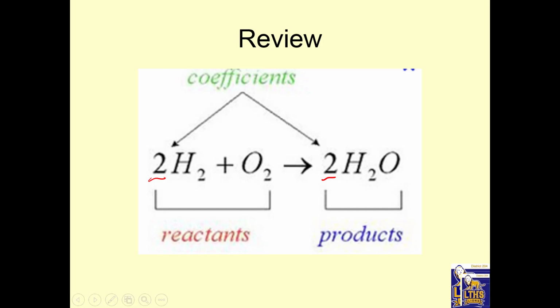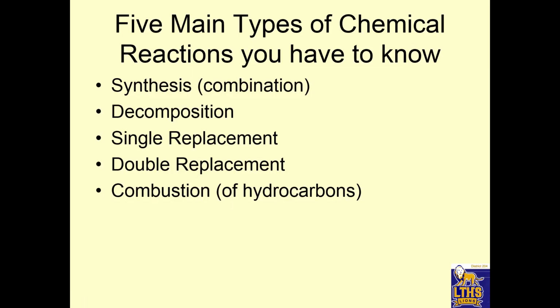Reactants are on the left of the arrow, products are on the right, and there are 5 main types of chemical reactions that we're going to have to know. So jot these down. You've already met a couple of them. You need to know them all: synthesis, decomposition, single replacement, double replacement, and combustion.